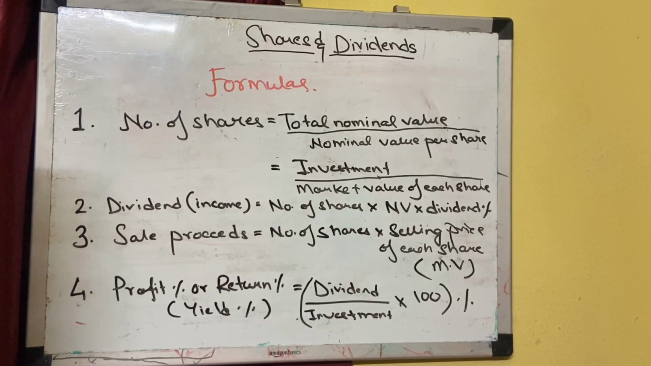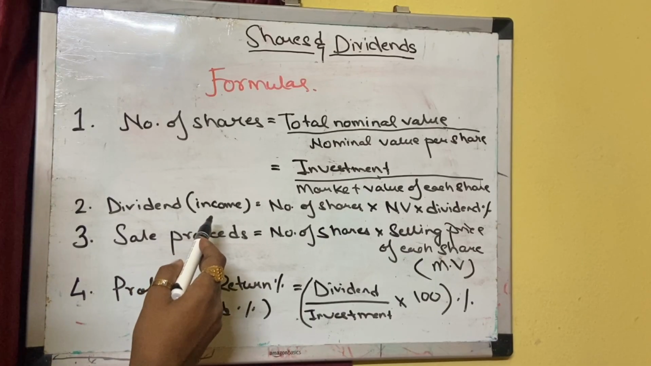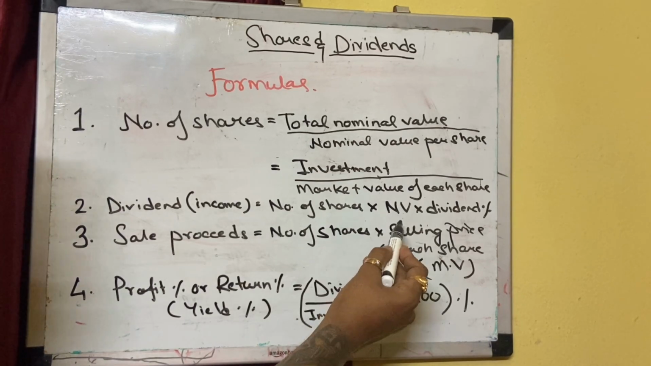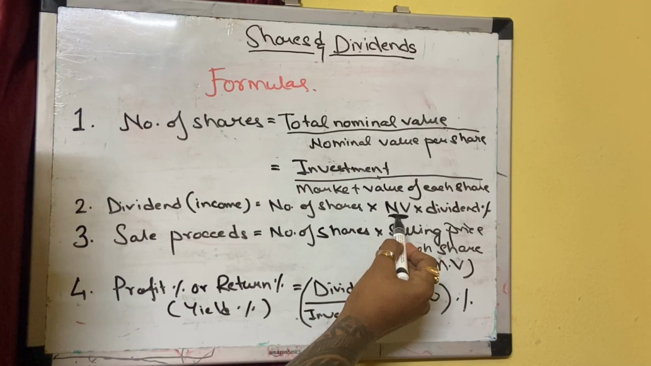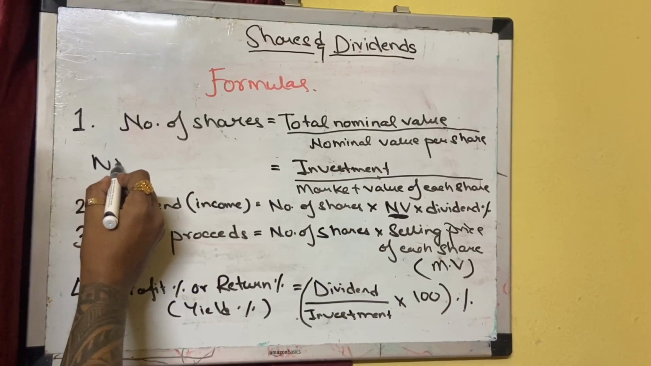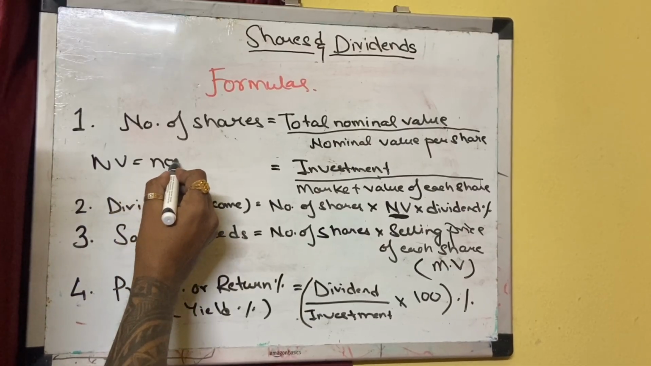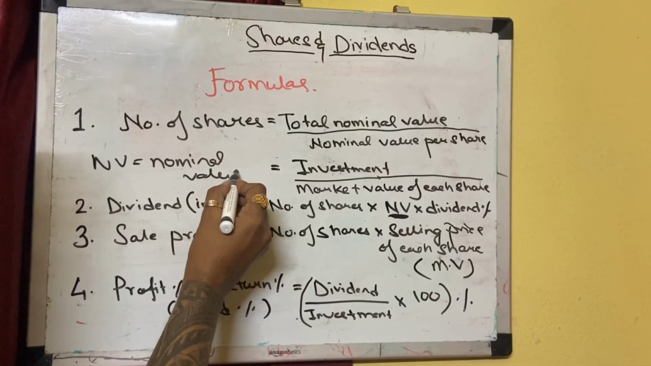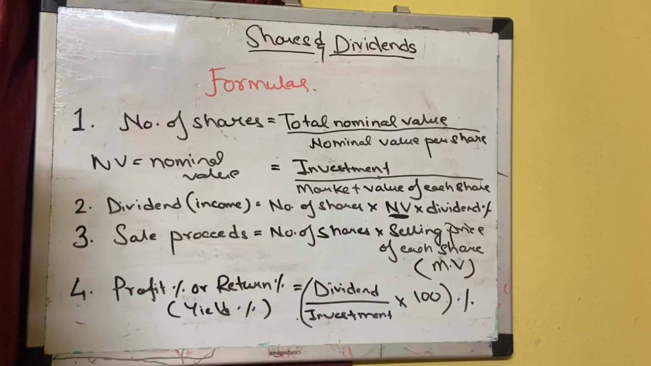Now we come to the second one. What is it? It is the dividend, the income that we are getting from the shares. And how can we calculate it? Remember one thing, dividend is always calculated on the nominal value. It is always calculated on the NV, or the nominal value. What is NV? NV stands for nominal value, or the face value of the shares.